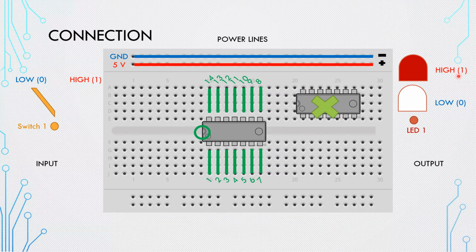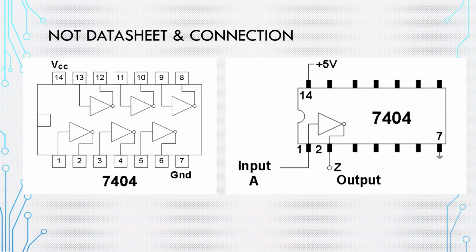And when high, it's gonna turn on, and it represents that you have 1 at the output. So you're gonna change the input each time and study what happens at the output. So let's try to connect and see what happens for the NOT gate.